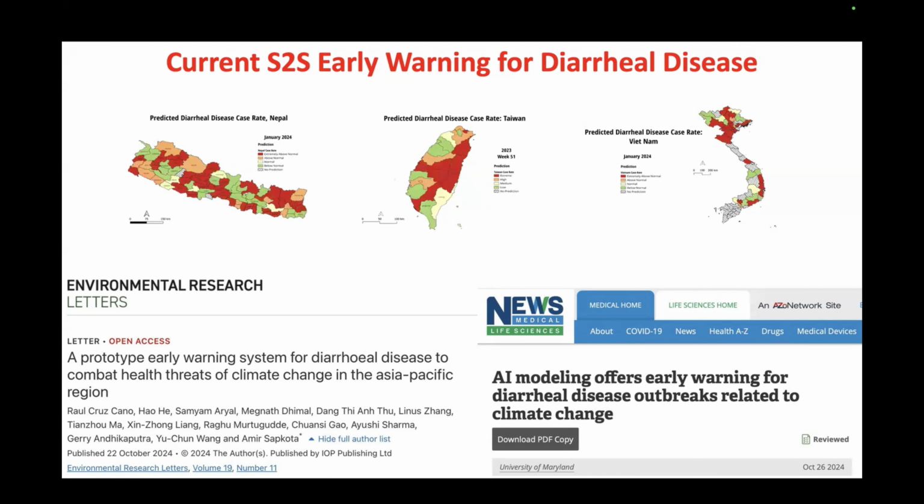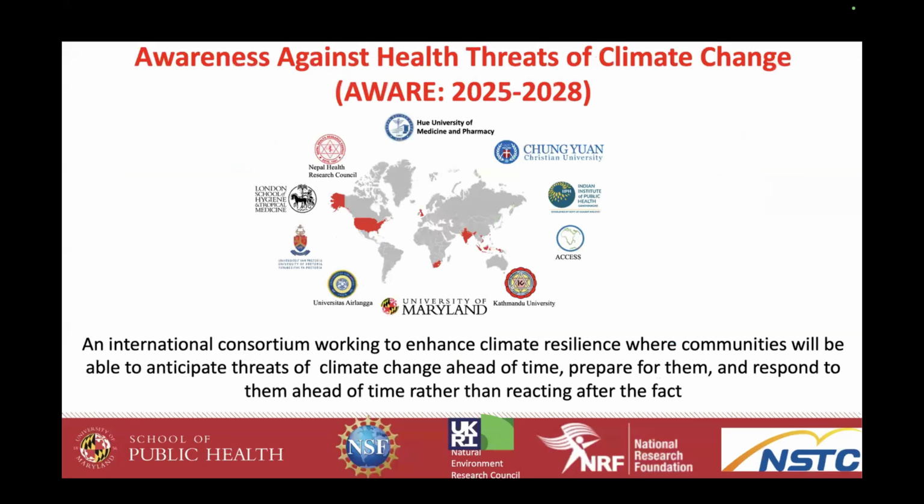And then we looked back at how accurate our predictions were, and that was pretty decent. So this set the stage for this next grant, which is Awareness Against Health Threats of Climate Change. In this case, we have 8 different countries, again including Nepal, Taiwan, and Vietnam, but we also have Indonesia and South Africa.